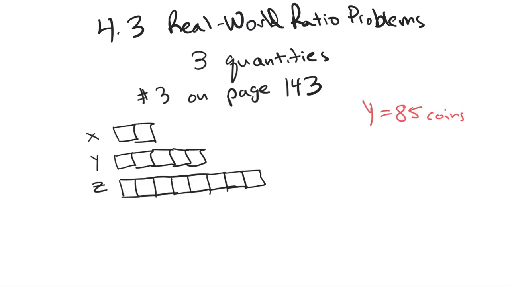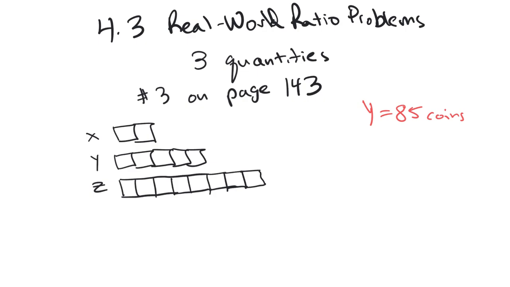Here we go with those real world ratio problems where you have three quantities. We are on page 143 in the textbook, and we're looking at guided practice problem number 3. Read along with me. The number of coins collected by Xavier, Johann, and Zachary is in the ratio of 2, 5, and 8. Johann collected 85 coins.